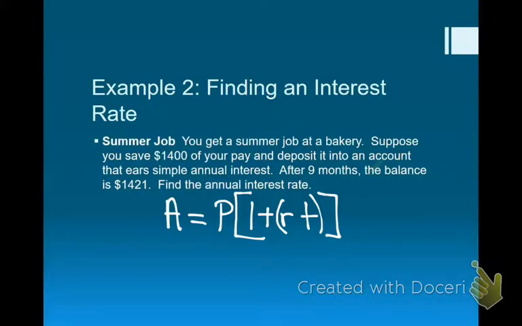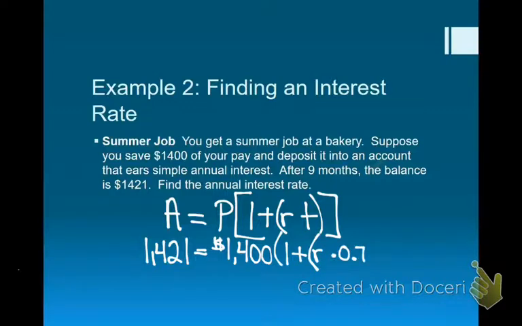Okay, so you go A. What is your final balance? 1421 equals... what was your initial, what was your starting amount? 1400 times 1 plus, you don't know the rate, times the time. Well, what value would you plug in for time? Do you plug in a 9?